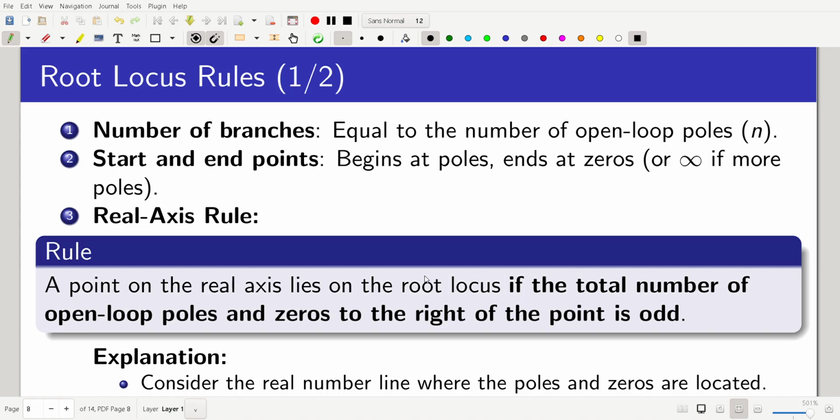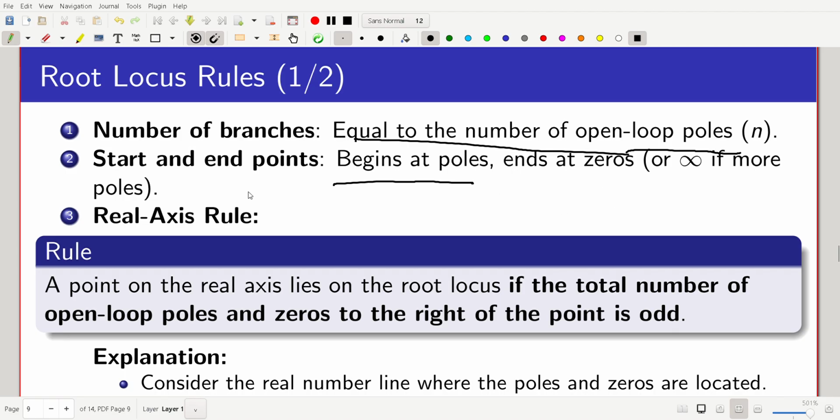Since in this question only certain rules are required, we will explore those more, and the remaining we will not explore that much; based on the question's needs we will explore the concepts. The number of branches is equal to the number of open loop poles. Start and end points: the locus starts from the open loop poles and ends at zeros. If zeros are not there, it terminates at infinity.